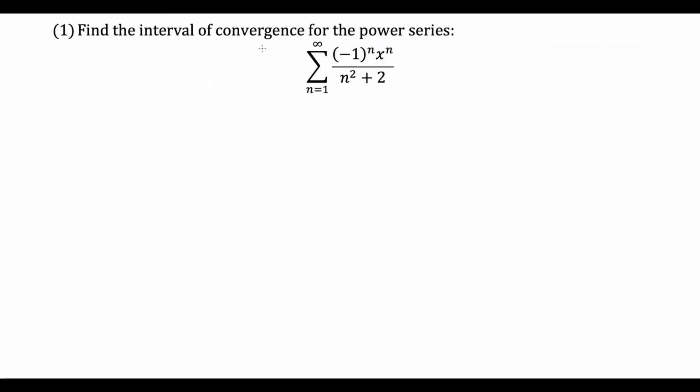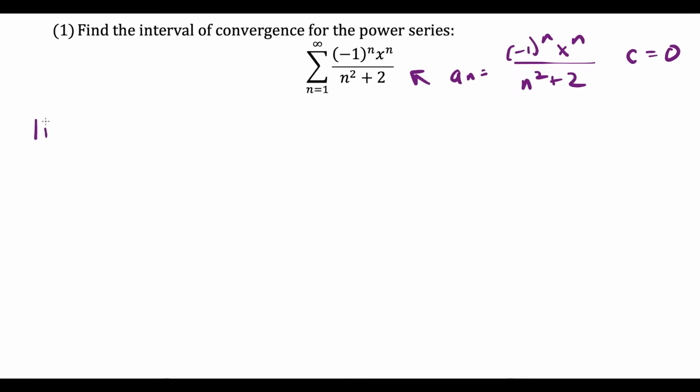So first up here, we're going to find the interval of convergence of this power series. And the first thing I note here is we're just going to say a sub n is equal to -1 to the n, x to the n, over n squared plus 2. So for something like this, the first thing that I notice is that the center of the power series is going to be at 0, because that's the x value that would make everything equal 0 for all terms starting from n equals 1 going to infinity.